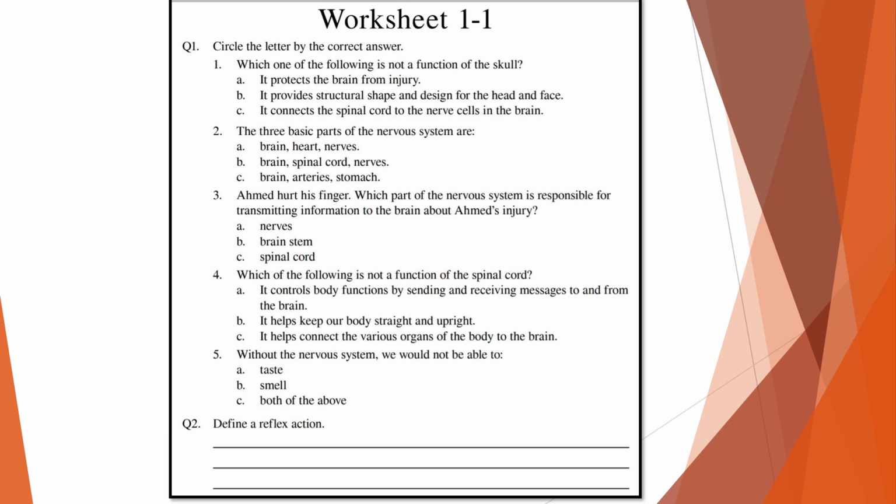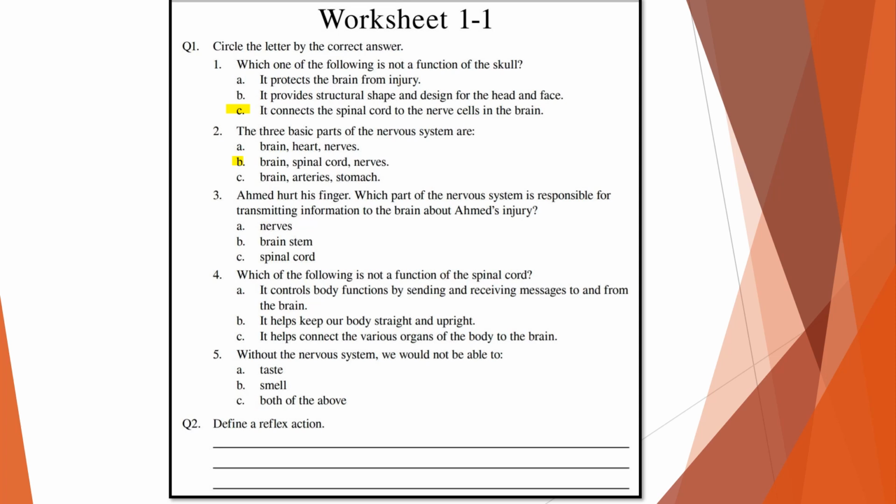What do you think? What is the correct option? It is option C. The second statement is, the three basic parts of the nervous system are: A, brain, heart, nerves; B, brain, spinal cord, nerves; C, brain, arteries, stomach. And the correct option is option B.